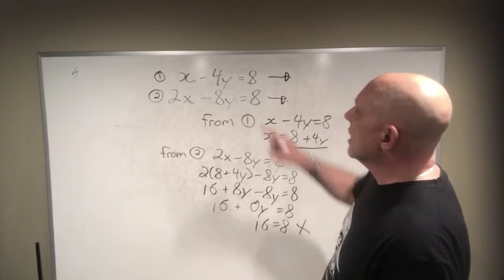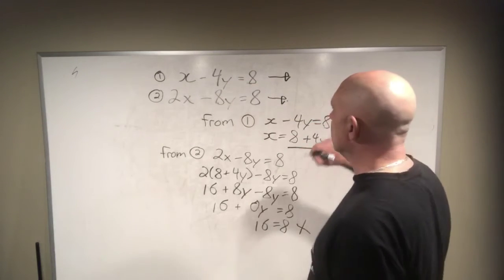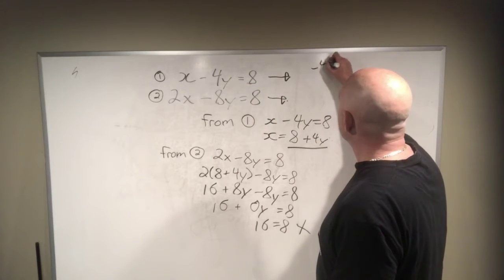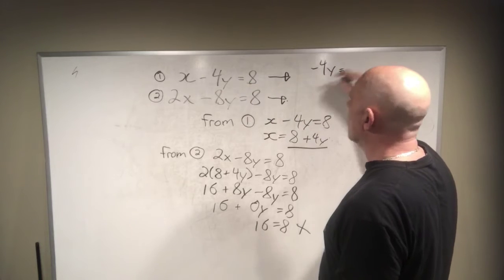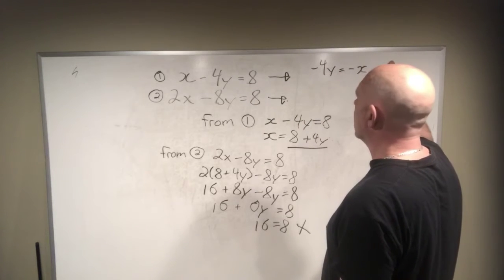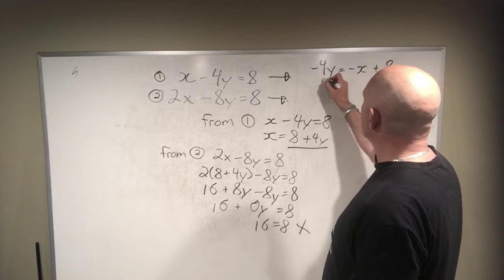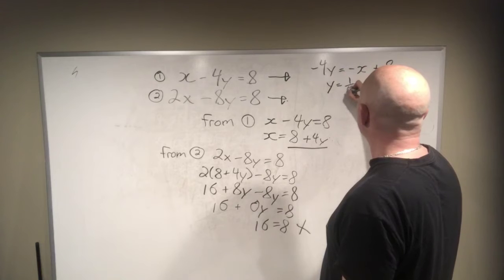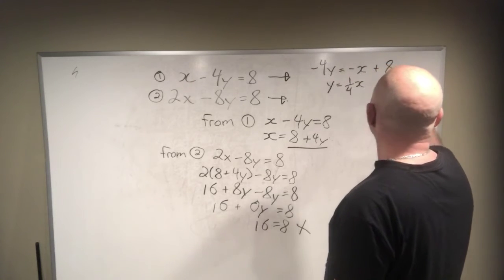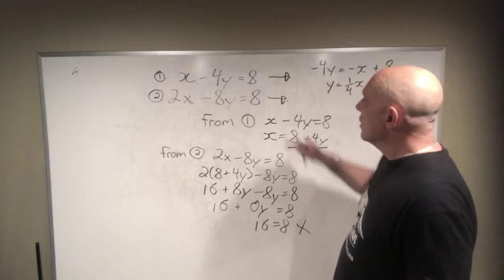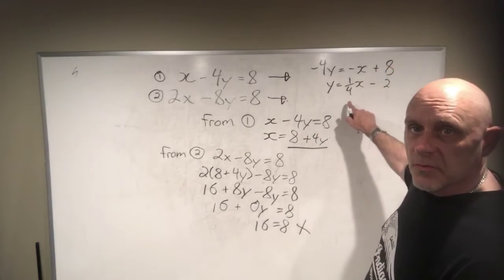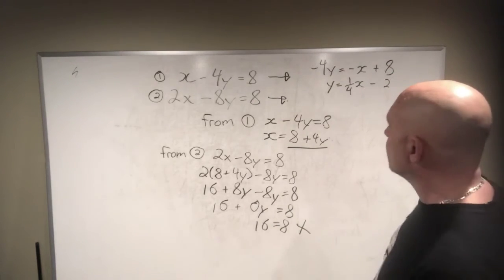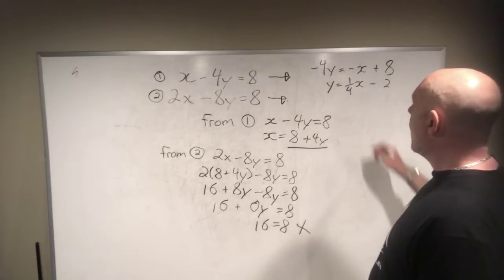If they're parallel lines, let me put this in y equals mx plus b form, so we see what the slope is. Negative 4y equals, I'll throw the x on the other side. And then I'll divide both sides by negative 4, and I will have 1 over 4 x minus 2. So this, in y equals mx plus b form, is y equals negative 1 over 4 x minus 2.